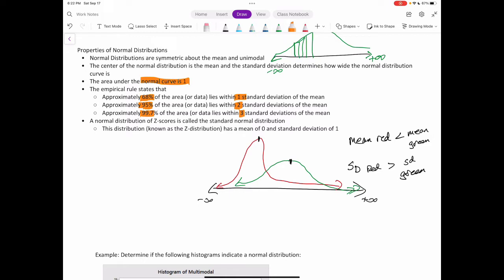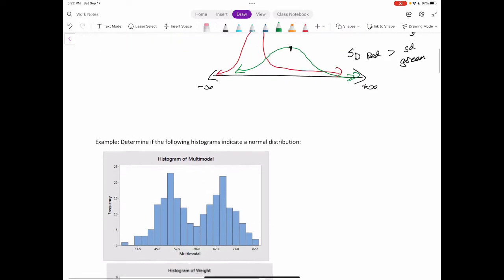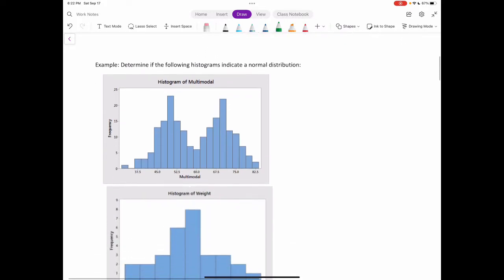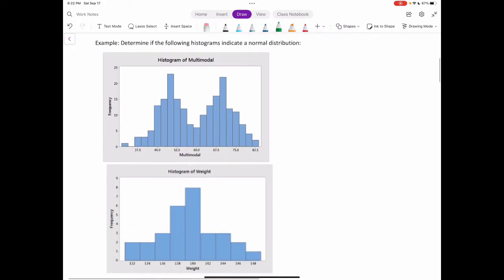Whenever you're dealing with the z-distribution, z-scores, your mean will be 0 and your standard deviation will be 1 by default, automatically. All right, let's get into a few examples to see how we can use this information regarding the normal distribution. So first of all, we have a couple of histograms, and we want to indicate if these histograms give us normal distributions or not.